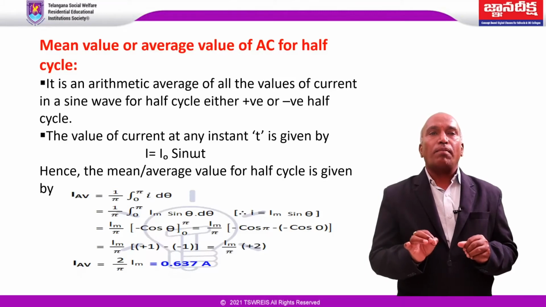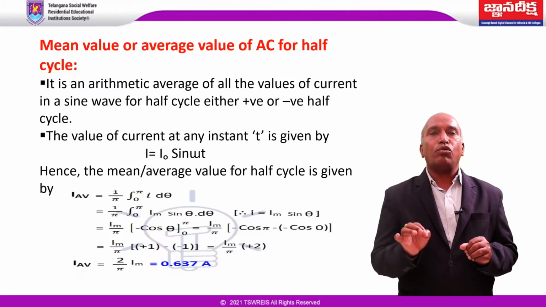That is equal to (1/π) ∫₀^π Im sin θ dθ, because I = Im sin θ. That is equal to (Im/π) [−cos θ] from 0 to π. That is equal to (Im/π) [−cos π − (−cos 0)]. That is equal to (Im/π)(1 + 1). That is equal to (Im/π) × 2. Therefore, I average = (2/π) Im.